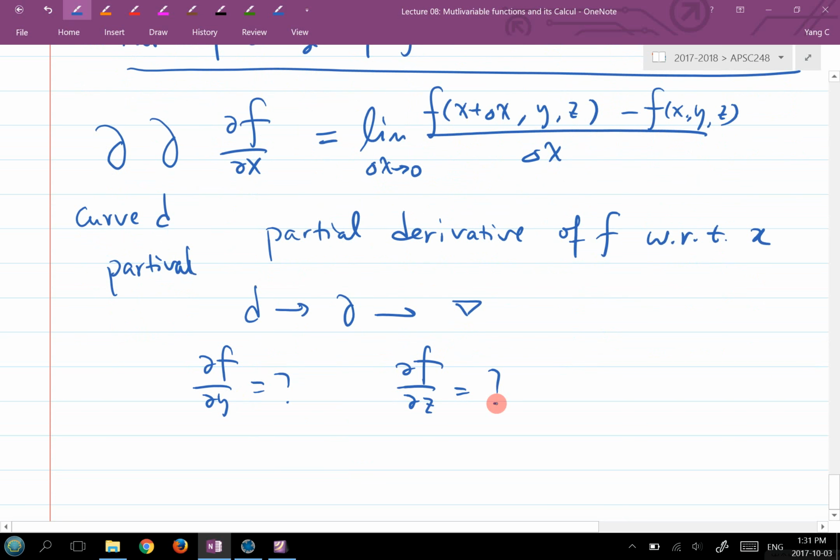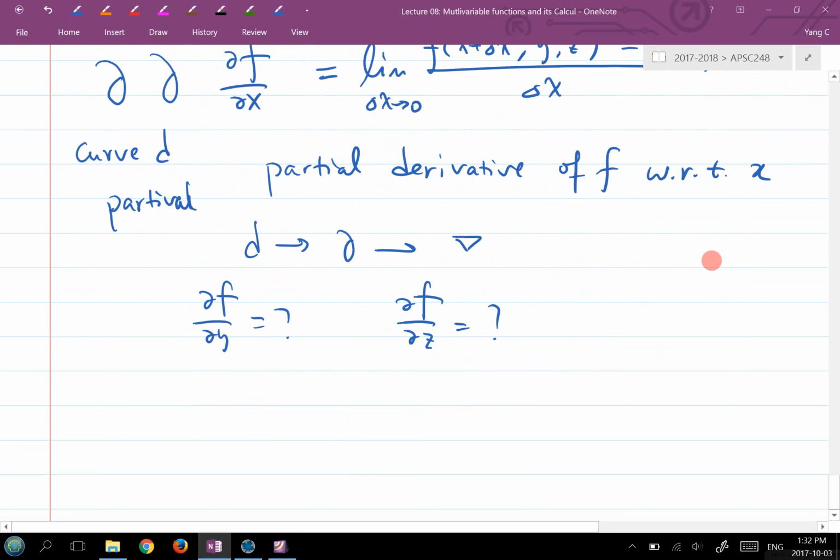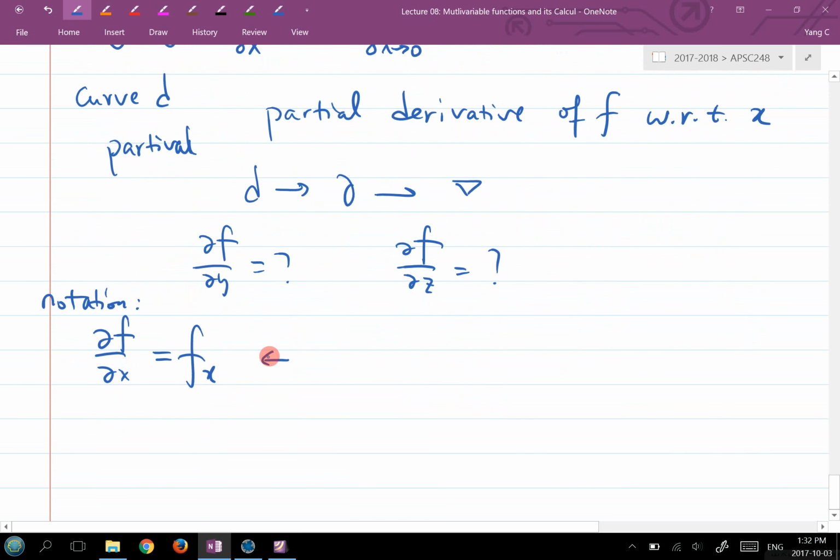For partial derivative, just notation-wise, we have partial f over partial x. We sometimes also write it like this: f subscript x. So when you see that, it's the same thing. And this is the first order derivative. Just like df over dx is first order.